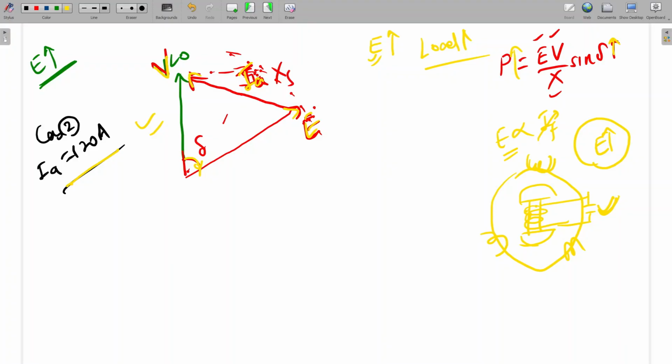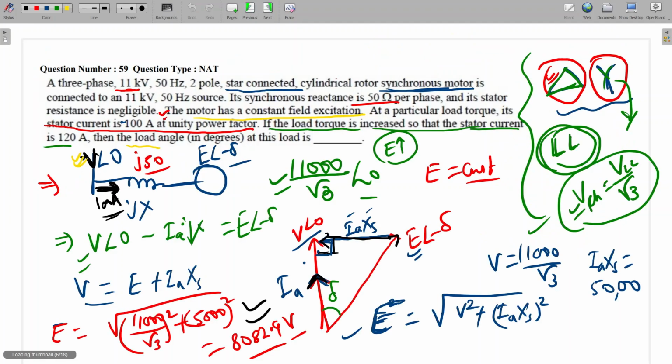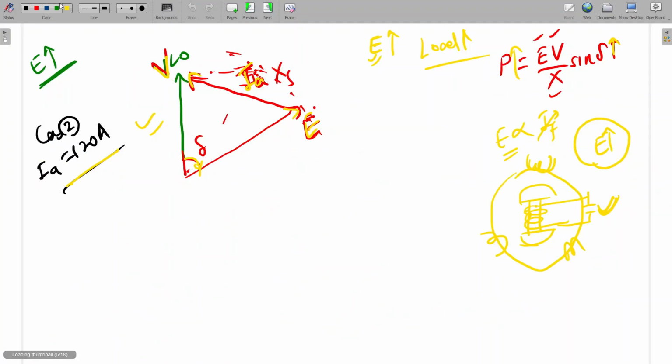Yes, sir. Clear, sir. Okay. So since E is constant, here I have taken the same value. Previously we have already calculated the E value. How much? 8082.9. So how can we calculate the E value in this type of question?